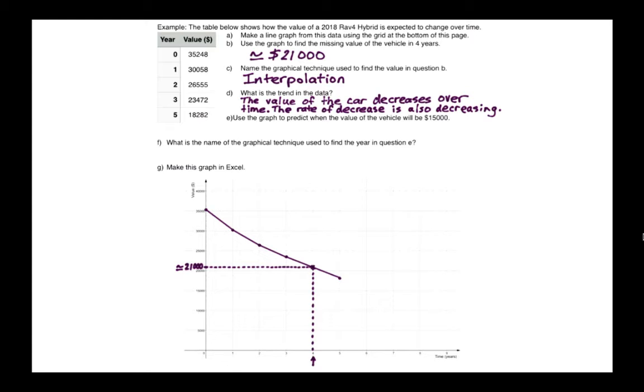So now let's use the graph to predict when the value of the car will be 15,000. Now the trouble is, if you take a look at 15,000, our graph doesn't go that low. And you can just see from the table of values, it doesn't go down to 15,000. But we can see by the trend that since the value is decreasing, at some point, if we were to extend this, it would cross that $15,000 mark.